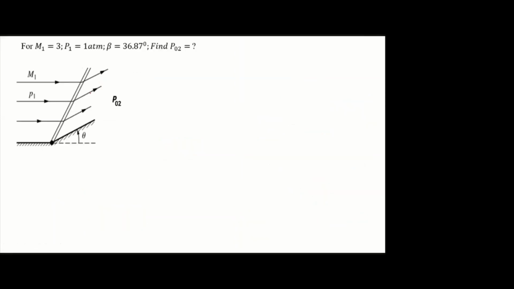And next problem. So across the oblique shock wave, they mentioned the Mach number and pressure. Here also they mentioned the beta wave angle, and we have to find P02. So the theta is unknown. So how to find P02? So we can find first Mn1. Yes, sir.